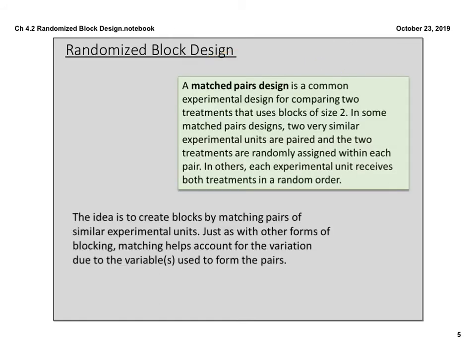All right, so then randomized block design, there's another piece to randomized blocking where you have a match pairs design. Match pairs is a common experimental design for comparing two treatments that use blocks of size 2. In some match pairs designs, two very similar experimental units are paired, and the two treatments are randomly assigned within each pair. In others, each experimental unit receives both treatments in a random order. So let me give you an example of a match pairs design.